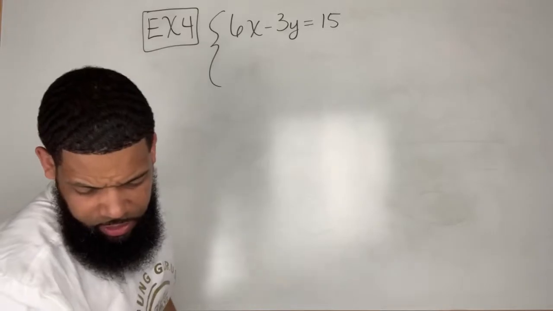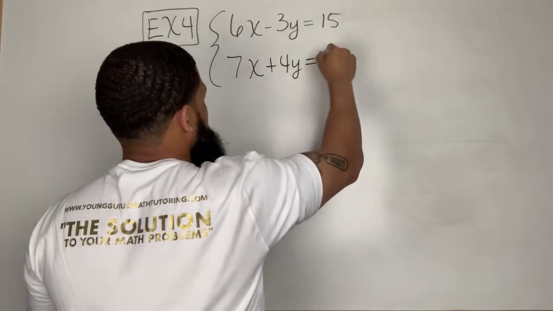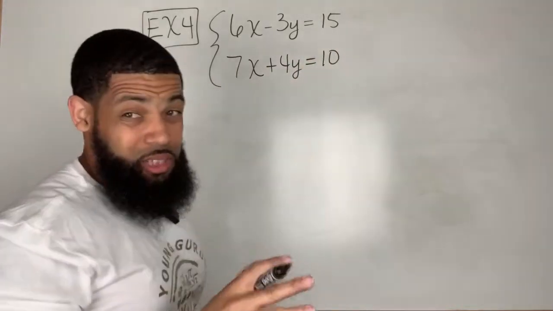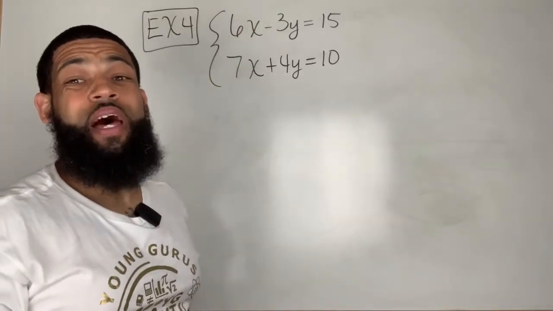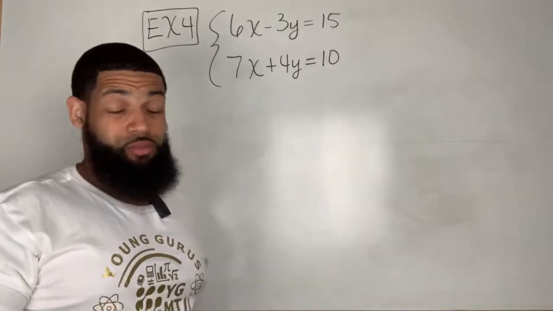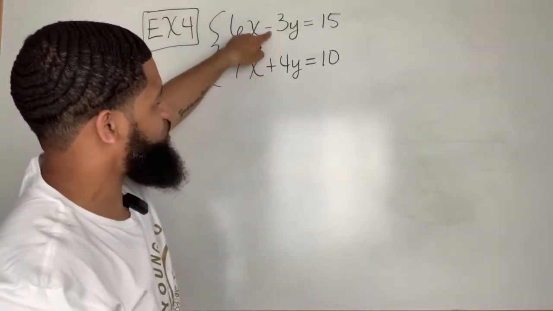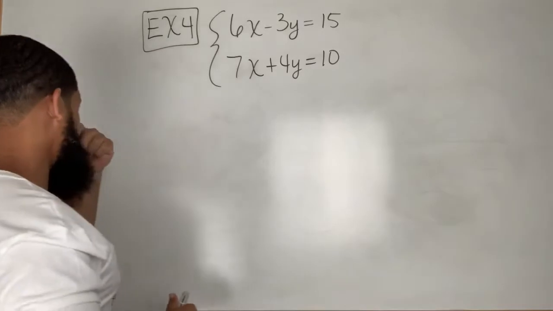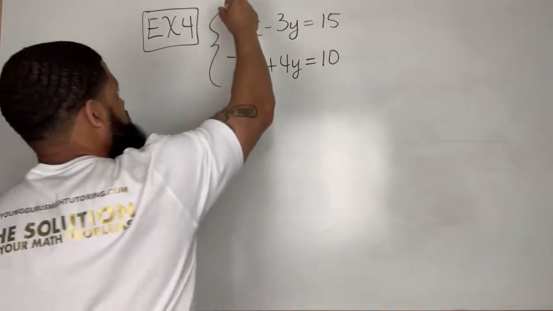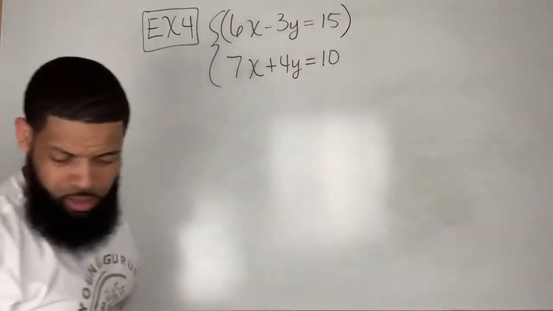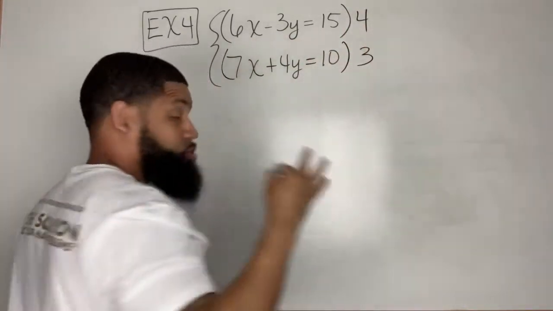And then we have 7x plus 4y equals 10. Now this one, in order to eliminate one of the variables, we're actually going to have to multiply both equations by a value. I want to try to eliminate the y's because this one is already negative and this one is positive. But in order to do that, I'll have to get a 12 here. So I have to multiply this equation by 4, and this one by 3.